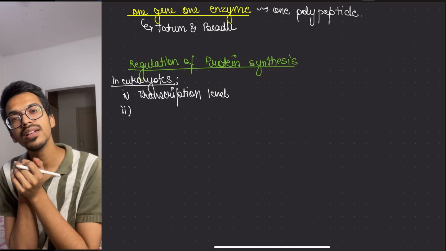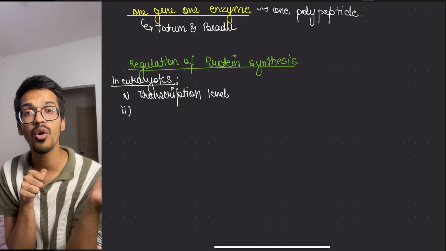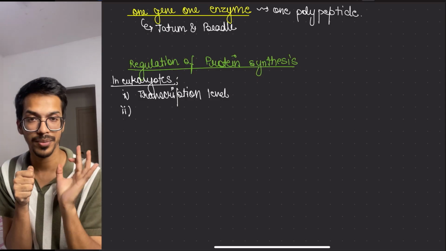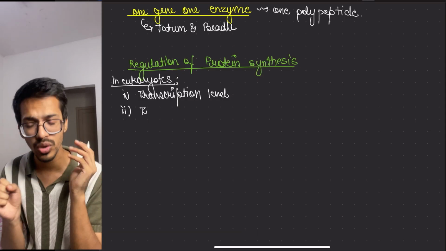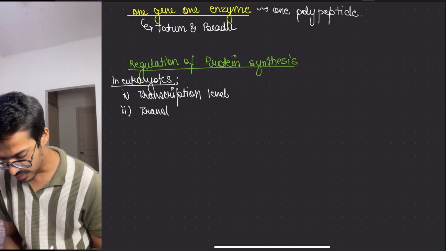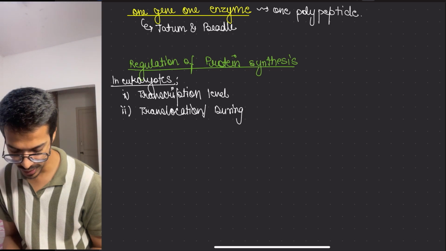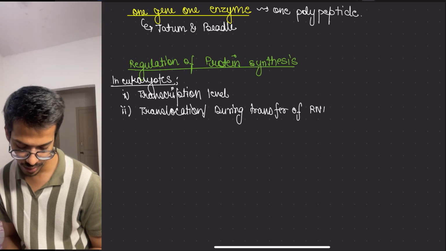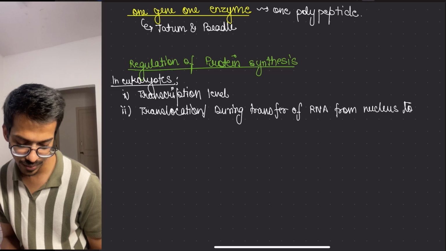Now RNA next has to make the proteins, but proteins won't form in the nucleus. They will form in the cytoplasm, so from the nucleus it has to come out. Now this coming out process is the translocation. So we say that at translocation, or during transfer of RNA from nucleus to cytoplasm, at this time we can regulate.